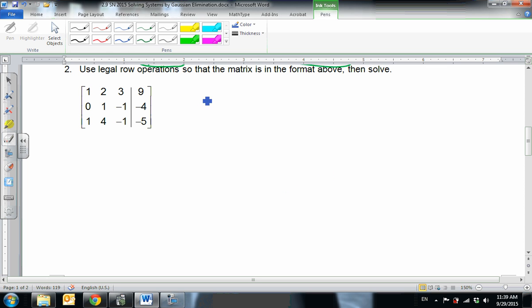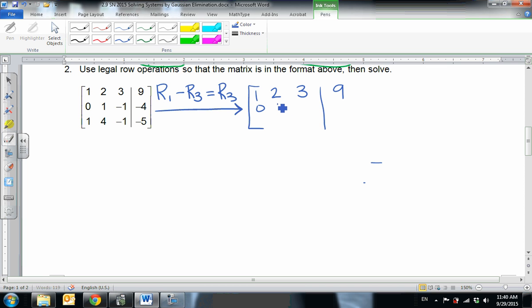So the first thing we could do is take R1 minus R3 and put that in the place of R3. All right, so let's keep R1 and R2 the same. So 1, 2, 3, 9. 0, 1, negative 1, negative 4. And then for our row 3, we're going to take row 1 and subtract row 3.